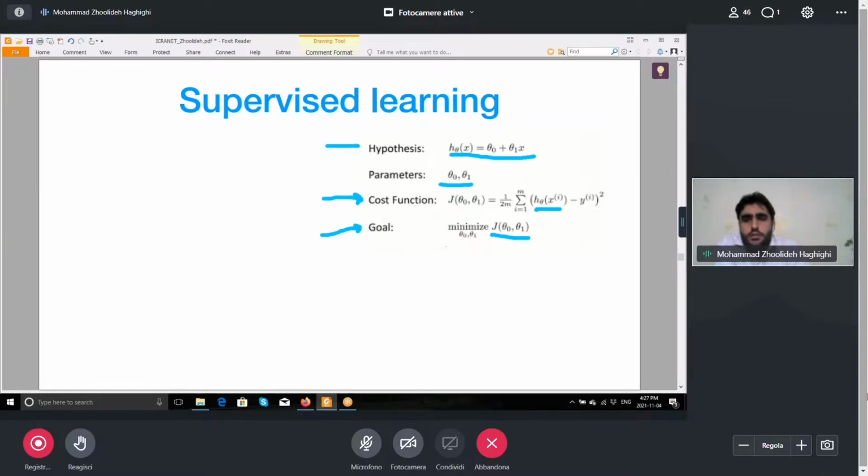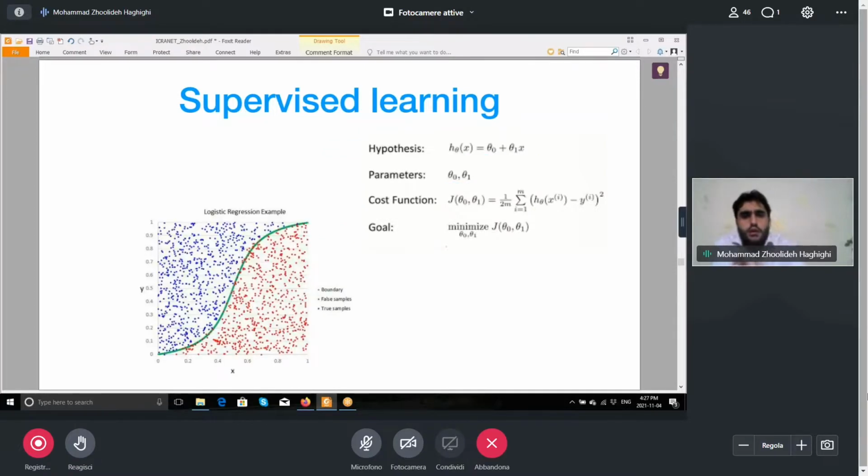And when we find theta 0 and theta 1, our task is done. And when we have H, we have a decision boundary by which we can classify new and unseen data points. Suppose we have a data set, blue and red, or 0 and 1. You can consider the colors as labels, the blue ones as 0 labels and the red ones as 1 label. And the task of machine learning is finding this boundary.